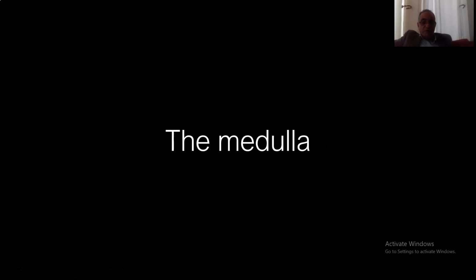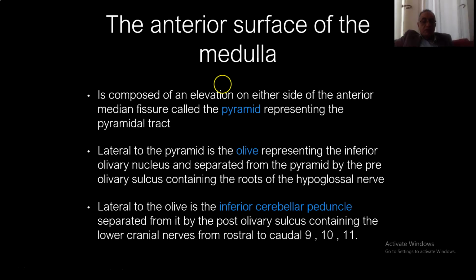Gross anatomy of the brainstem, starting with the medulla. The anterior surface of the medulla is composed of an elevation on either side of the anterior median fissure. So we have a fissure in the center called the median fissure, with an elevation on either side called the pyramid. Lateral to the pyramid, we have the olive, representing the inferior olivary nucleus, and separated from the pyramid by the pre-olivary sulcus, containing the roots of the hypoglossal nerve.